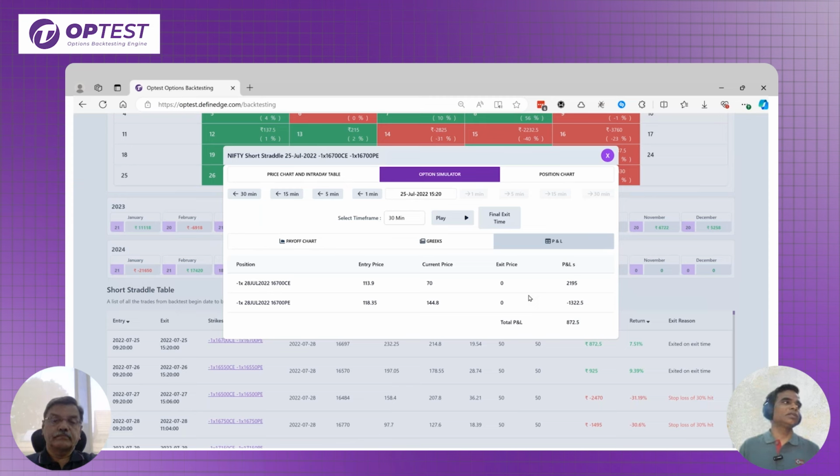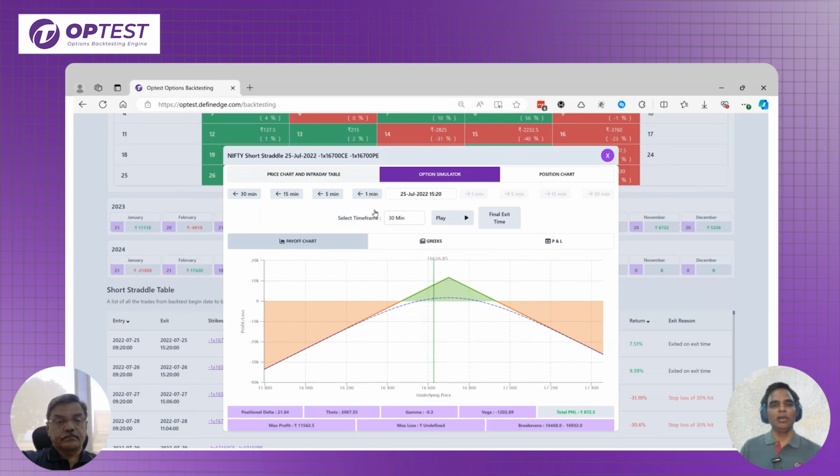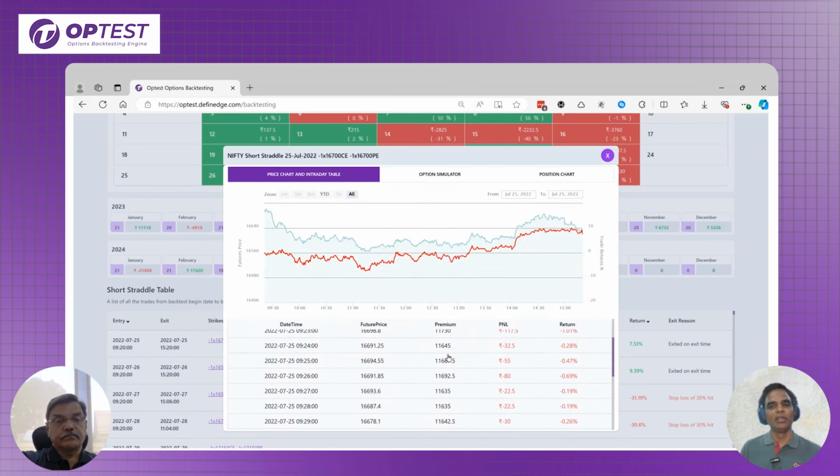So it is not just any abstract information, but much more in-depth information. I think this is not available anywhere, as far as I know. So that's a huge amount of data there, which is dissected in multiple ways possible. So in terms of trades, PNL, individual leg, strategy price, future price, everything is there.